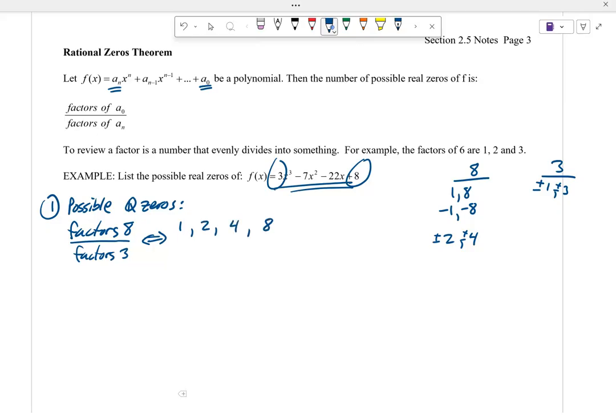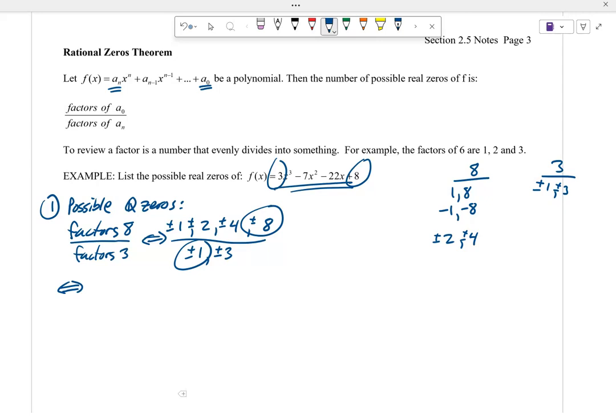I'll put the 8 at the end, right? 1 and 8, 2 and 4, right? And I'm going to put plus minus on these. Factors of 3: 1 and 3, so plus minus 1, plus minus 3. So all the potential rational zeros are, I'm going to list them all now. Plus minus, let me do them all over the 1 first. So I'm going to go 1 over 1, and then 2 over 1, and then 4 over 1, 8 over 1.